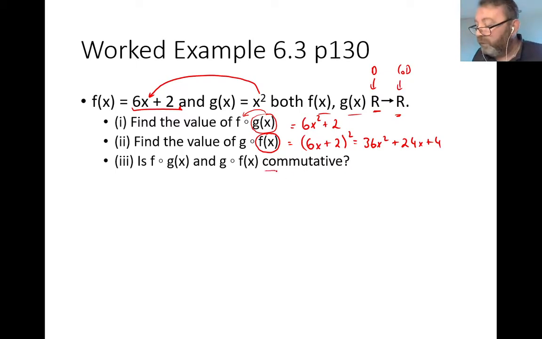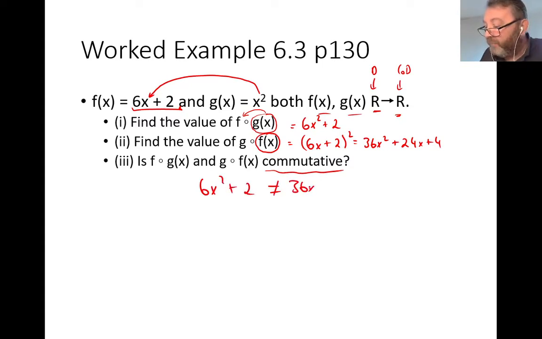Now, look, all mathematicians need to know their vocabulary, okay? Commutative means that no matter what way you use f and g, you're going to get the same answer. So if f after g of x and g after f of x were commutative, then the answers that would come out when you've worked them out would be exactly the same. Here, it's clear to see that 6x squared plus 2 is not the same, obviously, as 36x squared plus 24x plus 4. So the answer is they are not commutative. And please do remember that word going forward.